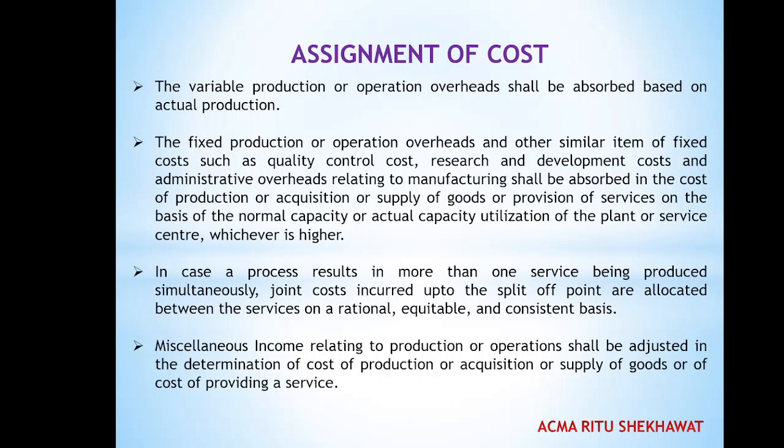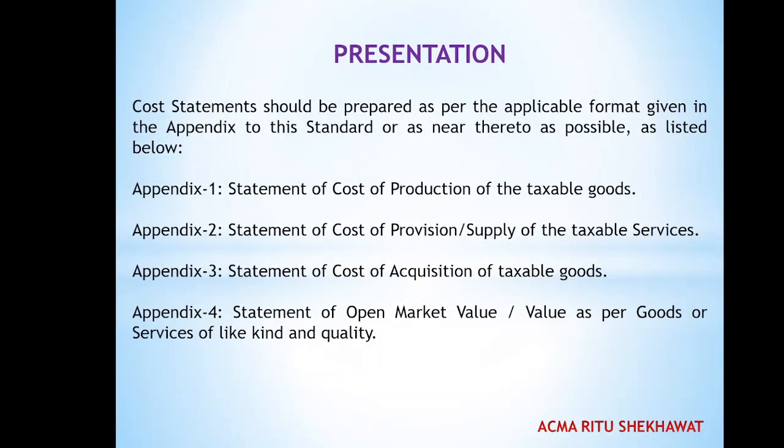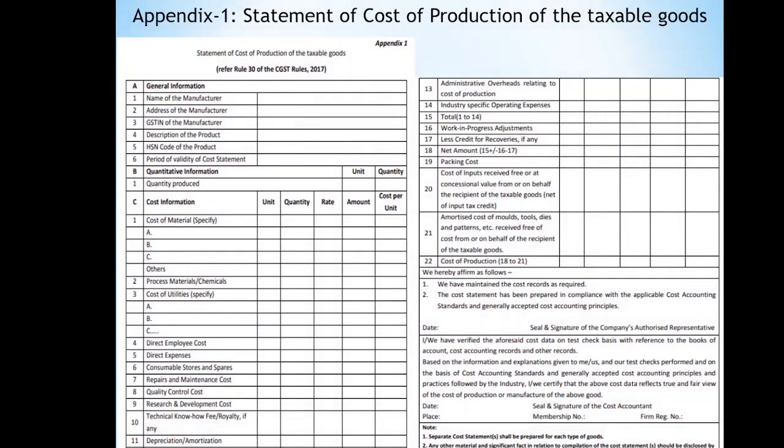In case a process results in more than one service being produced, joint cost incurred up to the split-off point is allocated between the services on a rational, equitable and consistent basis. So how much money we have realized after selling, and accordingly we will distribute. And miscellaneous income also: if there is any miscellaneous income related to production, then we will adjust it.